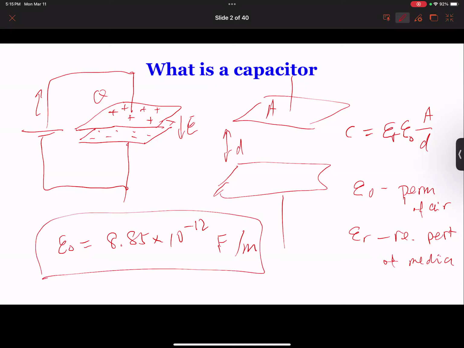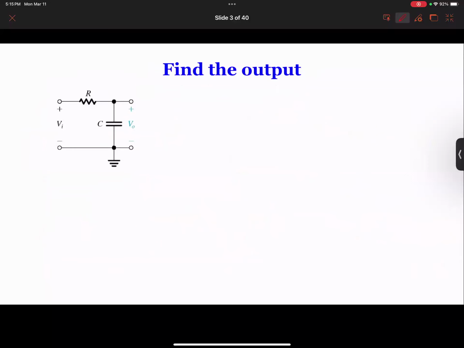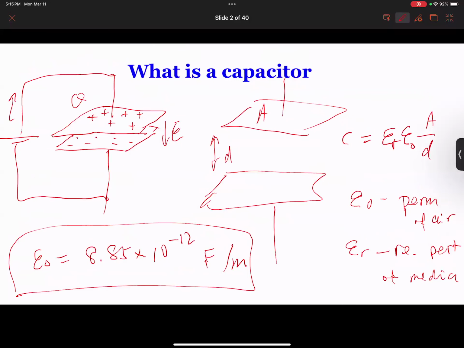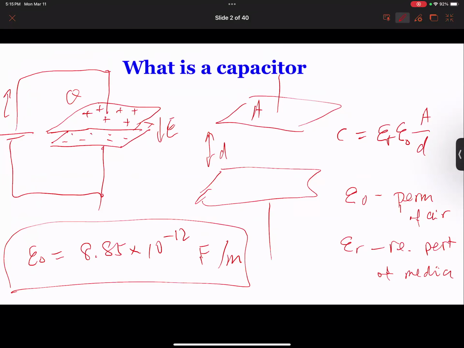This is very important. Anywhere you have 2 plates, you have capacitance. The capacitance does not depend on the voltage, so even if you don't have a voltage, the capacitance is still there. Okay. In circuits, you learn a lot of stuff. For example, you probably learned about current.